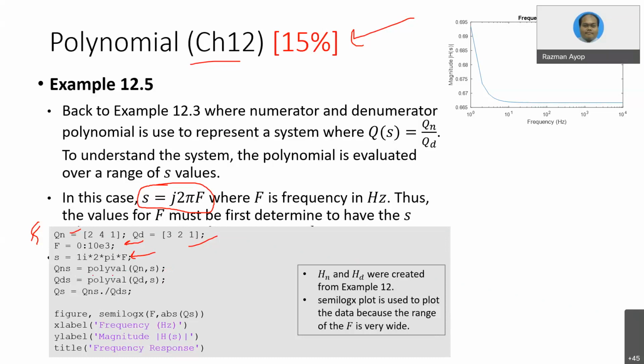Basically polynomial value, to evaluate the polynomial. This one is the coefficient component, and s is the value. Then don't forget to divide it. Divide is just a normal division. And then you have to know how to plot using a semi-log graph. Of course, don't forget the abs and angle functions. This is quite a large mark, so make sure you know how to do this.